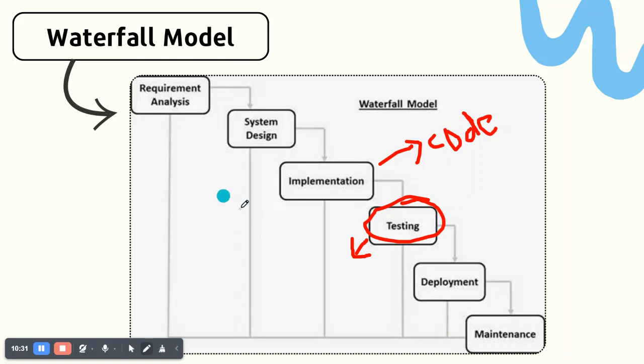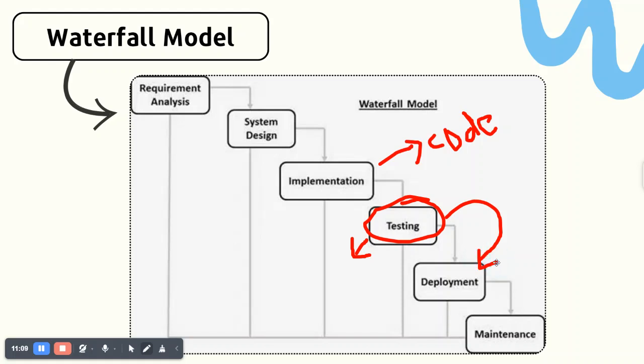In each and every software development model, these are the necessary phases. These are the six necessary phases. The name might be different, but the activity is similar: requirement analysis, system design, implementation, testing. Implementation is nothing but coding, and coding is nothing but implementation. Testing is testing the software given by the developer.